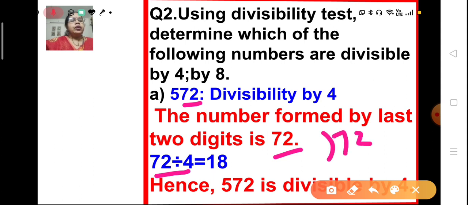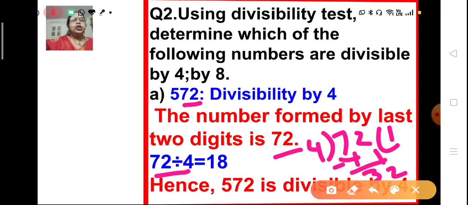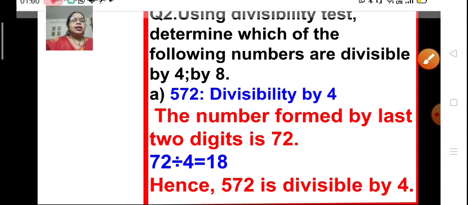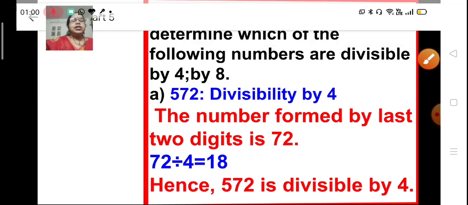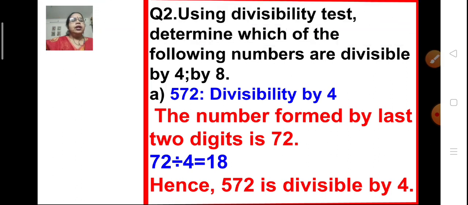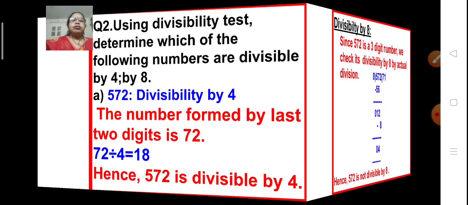72, if we divide by 4, 4 1 times we can take, 7 minus 4 becomes 3, and we take 2, the number becomes 32, and we know 4 8 times is 32. So it is completely divisible by 4, and the quotient is 18, isn't it? So since 72 is divisible by 4, the number 572 is also divisible by 4.